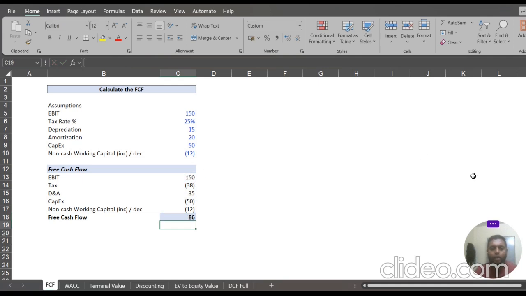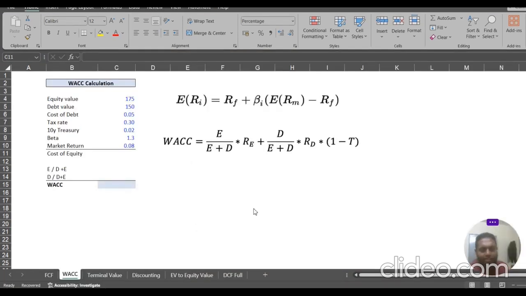Now we'll find the WACC, or weighted average cost of capital. We have calculated free cash flow. Free cash flow has to be estimated depending upon the stability of the company. If the company is not that stable, its cash flows go up and down, then it has to be projected for at least 5 to 10 years. Depends on the stability. Now we'll calculate the weighted average cost of capital, which is WACC.